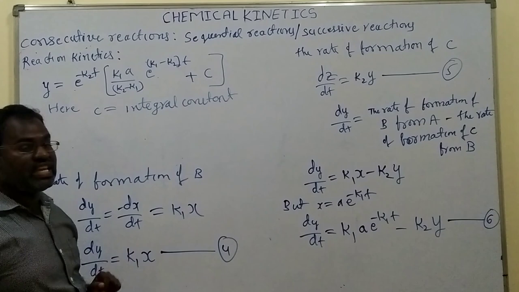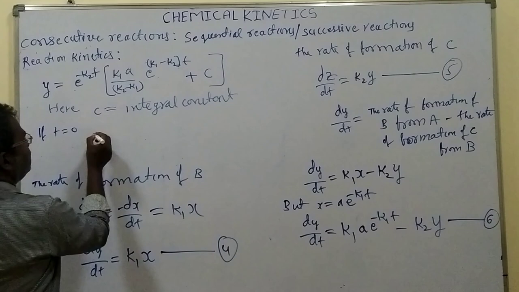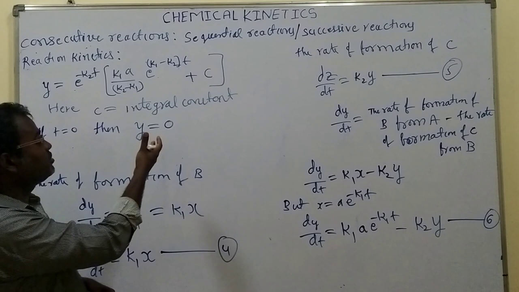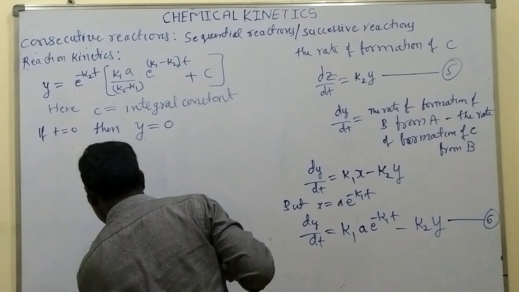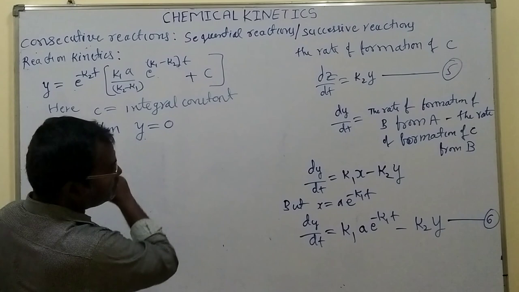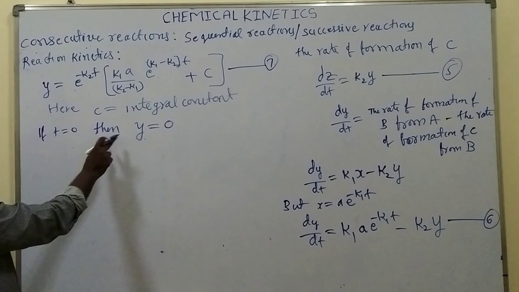So now you just assume if t is equal to 0, then y also is equal to 0. Earlier we have seen y is equal to 0 when t is equal to 0. So now if y is equal to 0, let me see how it becomes. You just use the initial condition in this solution. It is equation 7. Now we are substituting the a value and y value in equation 7.